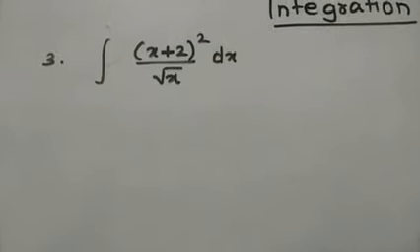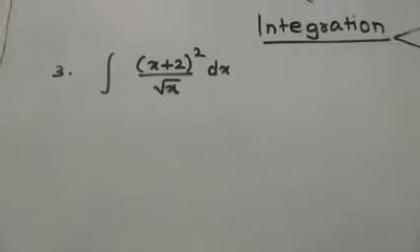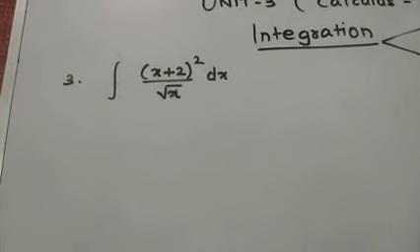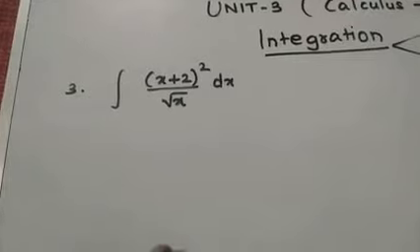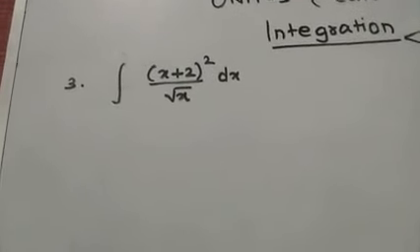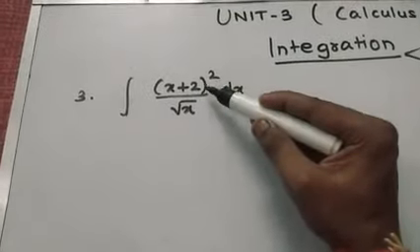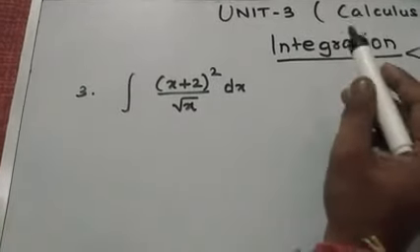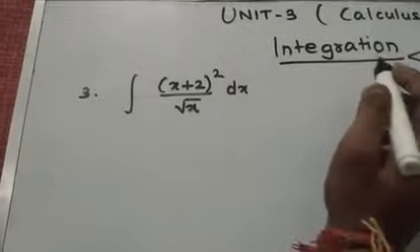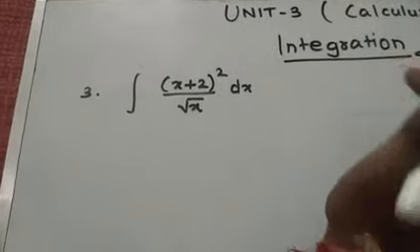Now question number 3: integration of (x plus 2) whole square divided by root x into dx. First of all, we will simplify. How to simplify? In the numerator part we can see that there is a whole square, so we are going to use the whole square formula. Then we will divide it and then we will integrate.